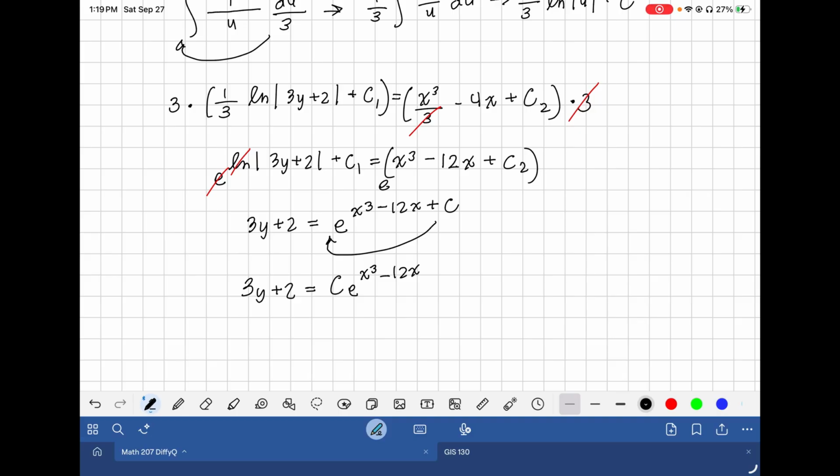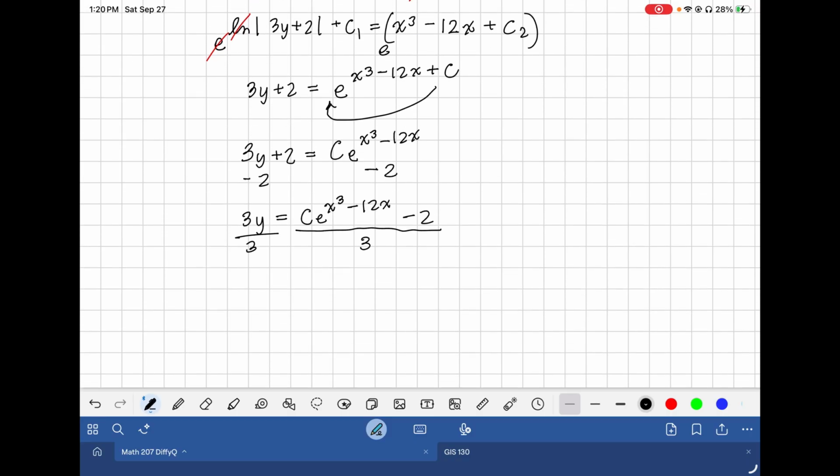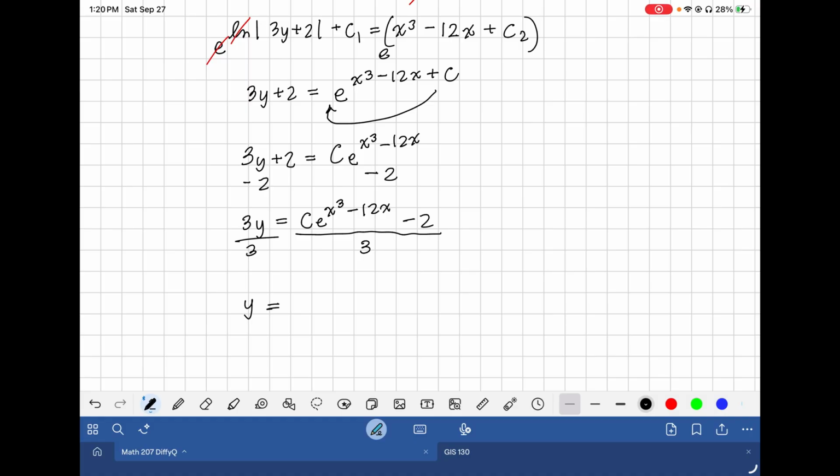Right. And so now I'm going to subtract 2 on both sides. And so now I'm going to have 3y equals c e to the x cubed minus 12x minus 2. And then final step, just divide by the 3 to get y by itself. And so we get y equals c e to the x cubed minus 12x minus 2, and now we're just over 3. So this is going to be our answer, our general solution.